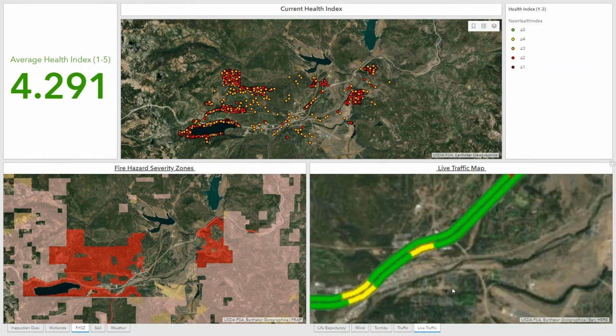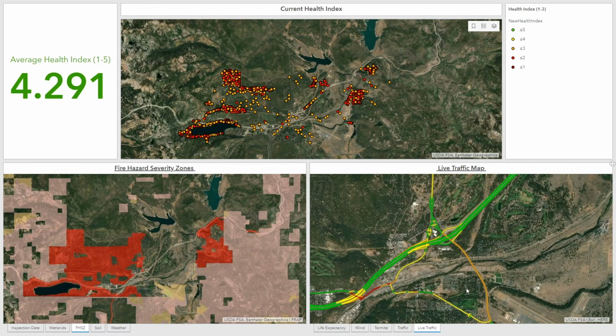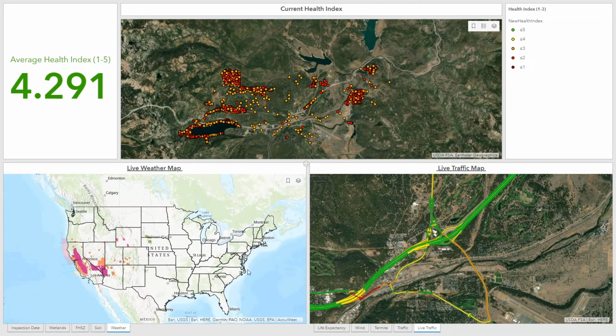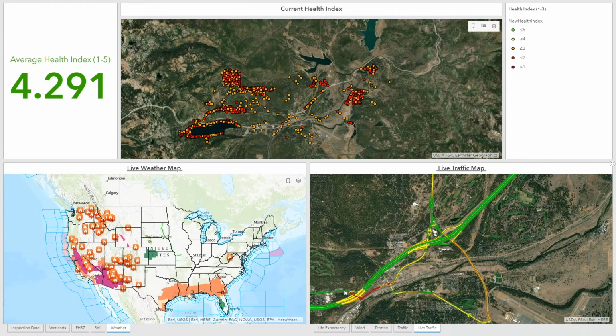If I zoom in here, we can see different parts of this road network that are more congested with vehicles, which raises the likelihood of a car accident that could potentially harm one of our poles. Now, if we're going to look at real-time traffic, we should take a look at real-time weather as well. So here we brought in several different weather feeds from NOAA and other sources that allow us to gauge the current state of weather, in this case nationally.